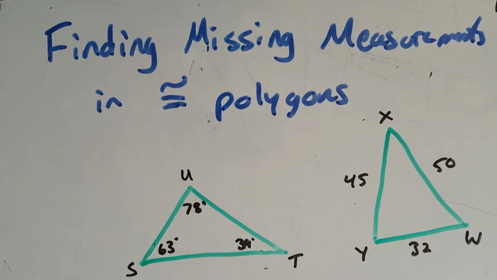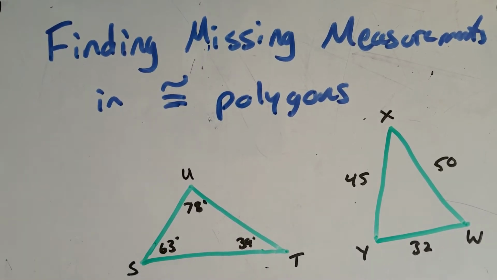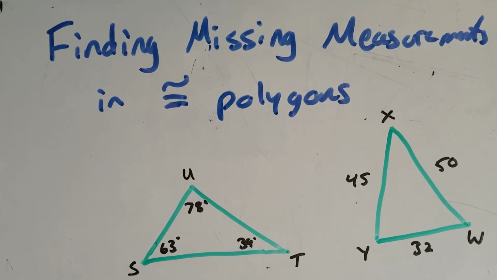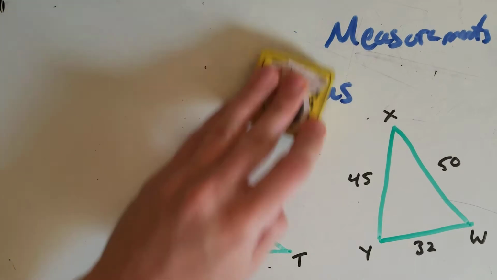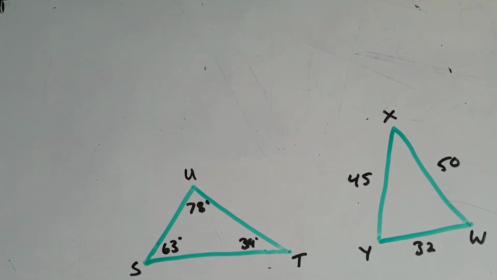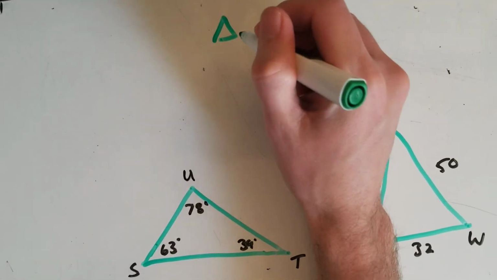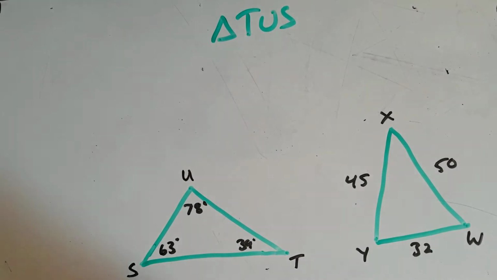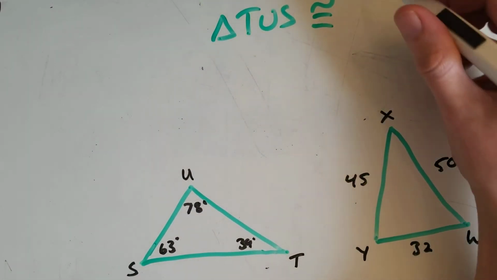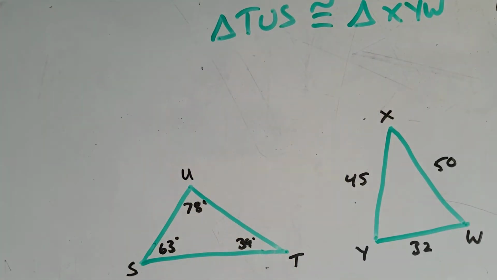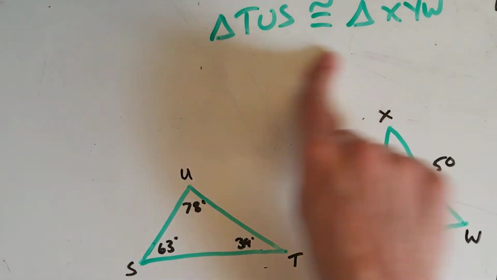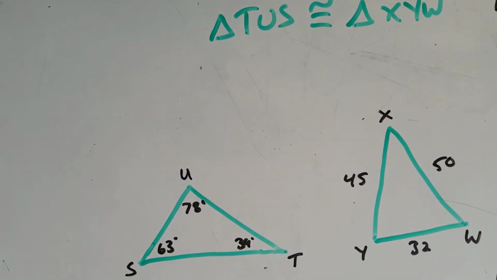Hey guys, in this video we're going to talk about finding missing measurements when you know two polygons are congruent. So we're just going to jump into some examples using what we know about congruent statements and corresponding parts. Our first example, we have these two triangles here, and we are told that triangle TSU is congruent to triangle XYW. Now from this congruent statement that's given to us, we can tell what corresponds together and what's congruent.